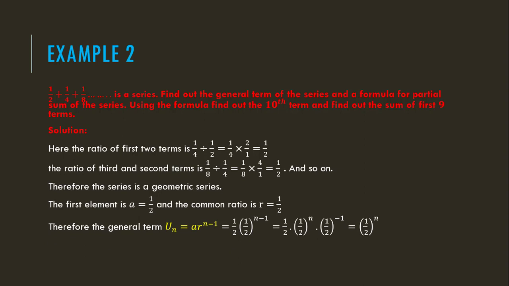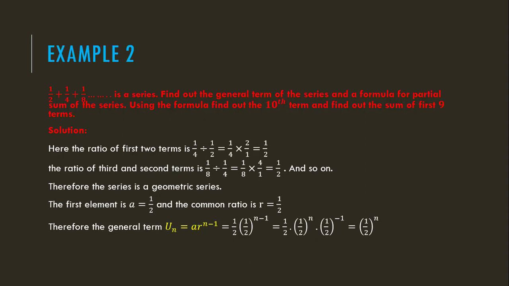The formula of the general term of a geometric series is u_n = a r^(n-1), as we have learned before. If we put the values of a and r, we get half into half to the power n minus 1. We will get half into half to the power n into half to the power minus 1, and half to the power minus 1 cancels the leading half, so it will be 1/2 to the power n.